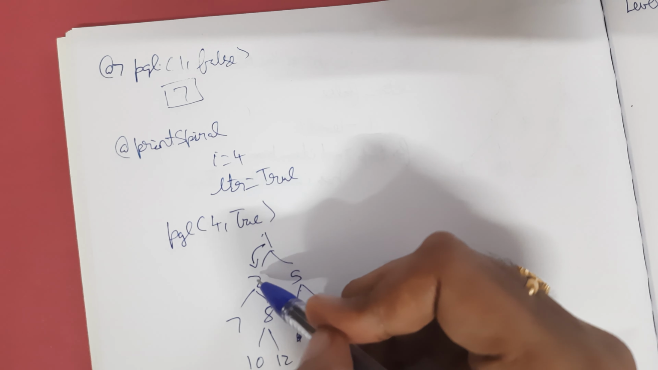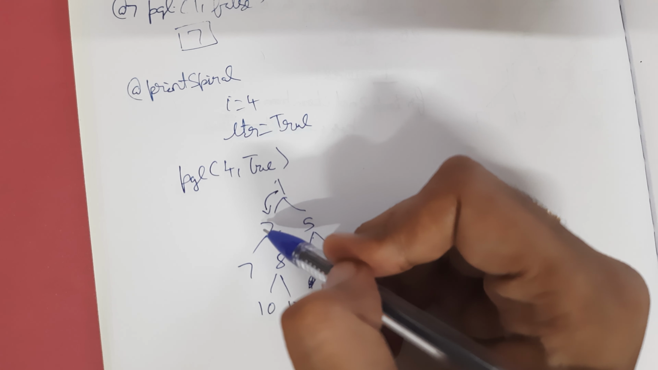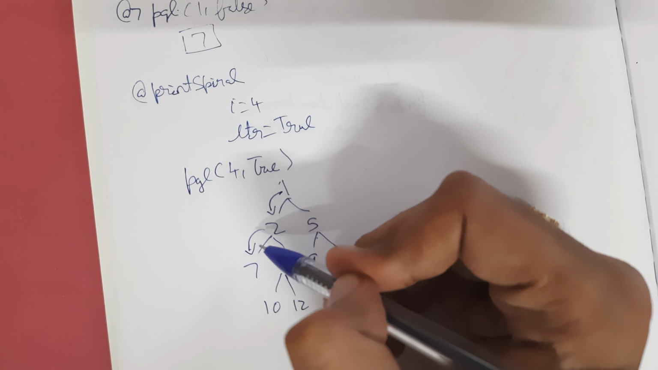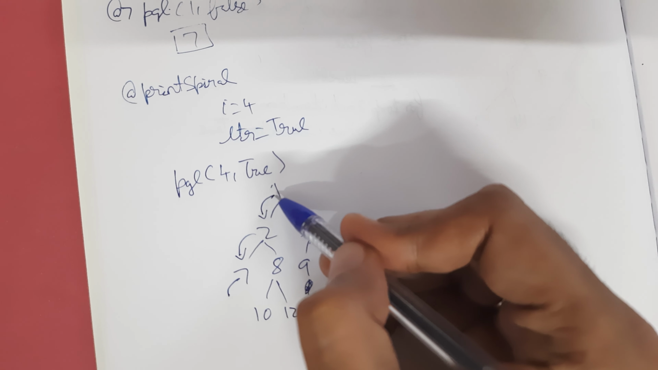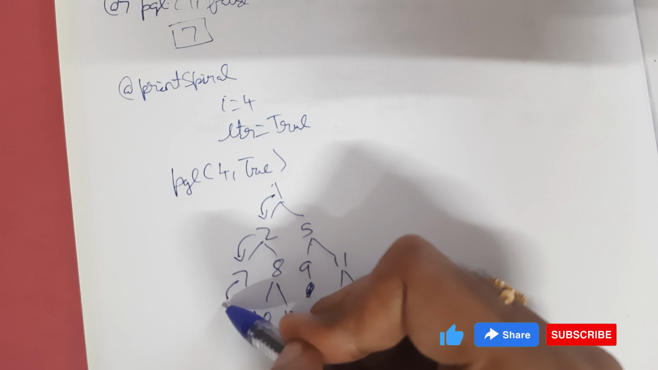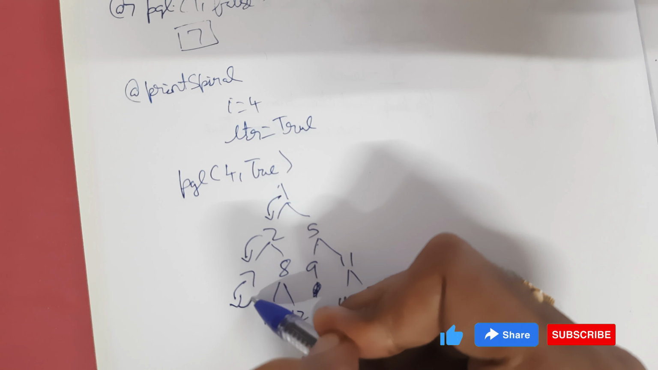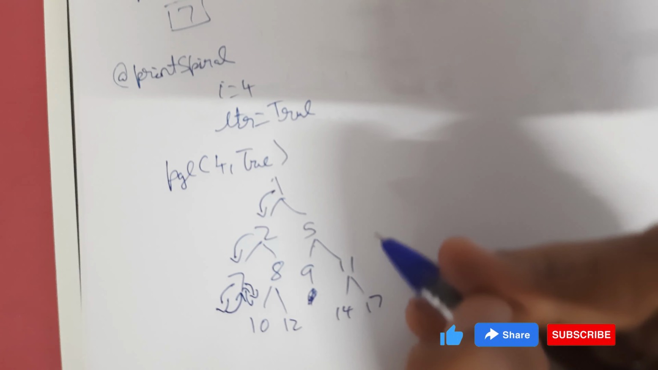So at 2 we have PGL of 3 comma true, and since the LTR value is 2, the control again goes to the right subtree, and since this is at 7, the value will be 3 2 4 3 2, and since this is null, the control goes back to 7, and similarly for the right subtree also we go back to 7.